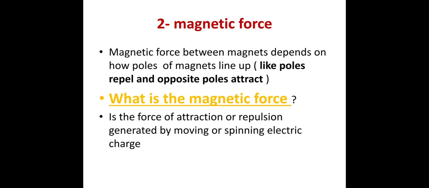We can find the definition of the magnetic force from this point. The magnetic force is a force of attraction or repulsion generated by moving or spinning electric charge. And we said that the magnetic force between magnets depends on how the poles of a magnet line up: like poles repel and unlike or opposite poles attract. Now we can discuss.